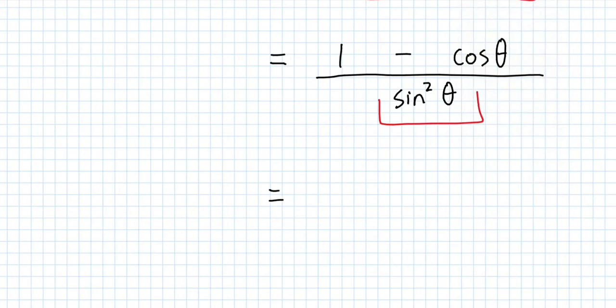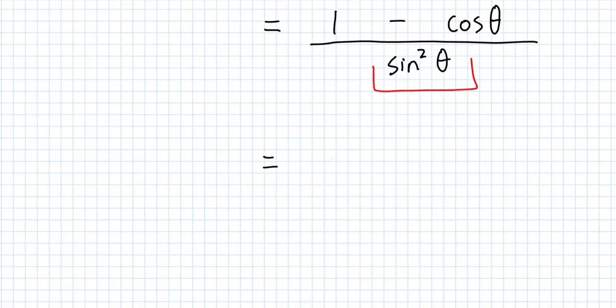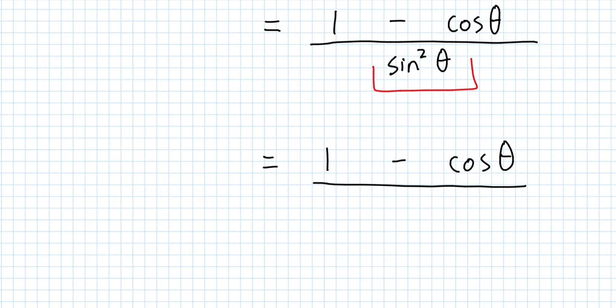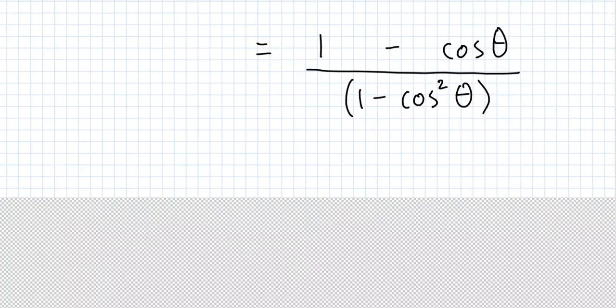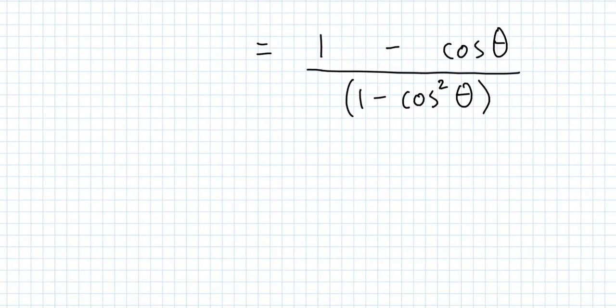The numerator we're not going to touch right now, so we'll leave that as 1 minus cosine theta. The denominator, we just said, is equal to 1 minus cosine squared theta. Great. Now what do we do? Well, we need to go back to 9th grade math and realize that this denominator is a difference of squares. Difference of squares can be factored.